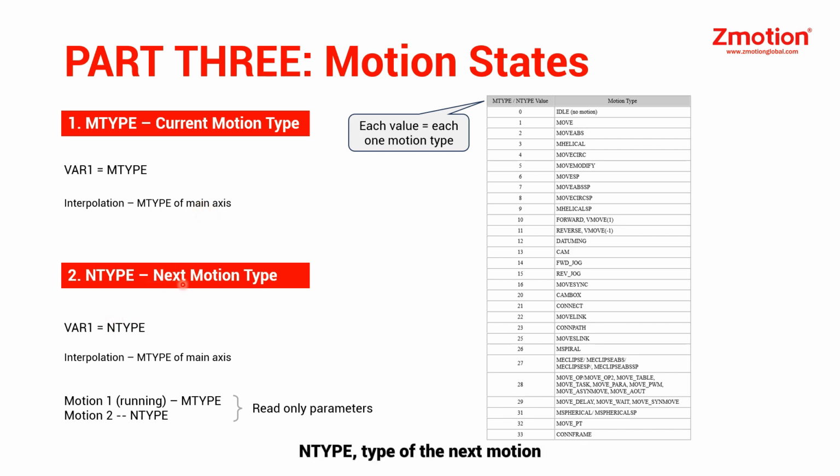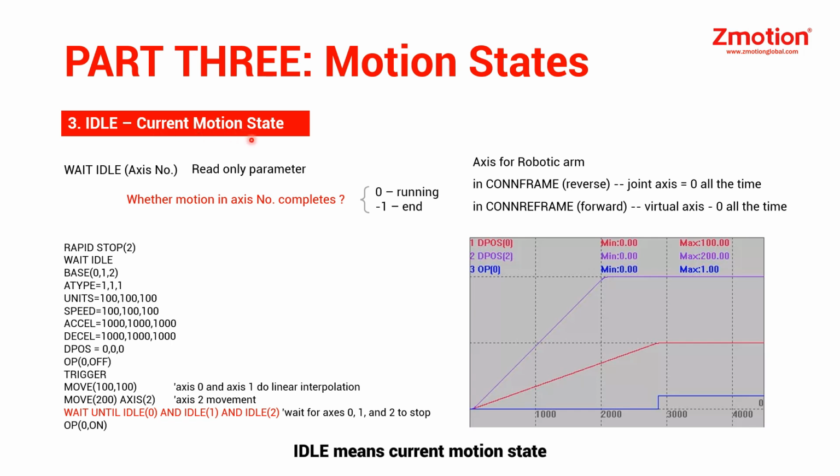N-type is the type of the next motion, that is, the first motion in the buffer. Except the object is different, the others are the same. Idle means the current motion state. It is also judged from the return value. 0 means in motion. -1 means N. Usually, write it as this.